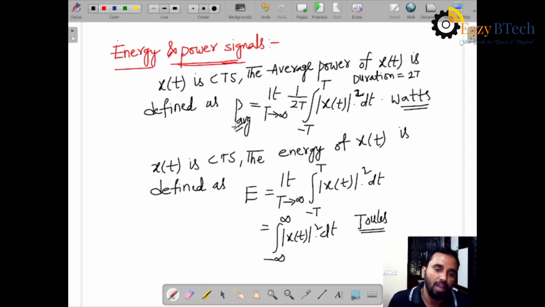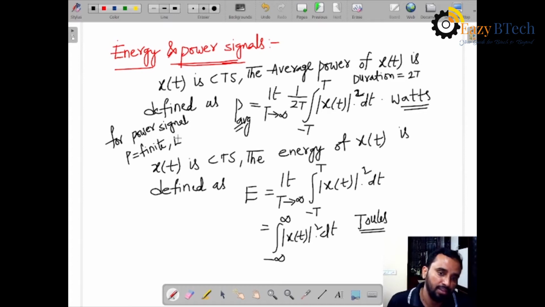Okay. Average power and energy of the continuous time signal x of t. Right. Now I am telling the definition of a power signal. What is a power signal? The signal is said to be a power signal if its power is finite and energy is infinite. The simple definition for a power signal: power is finite, energy is infinite.